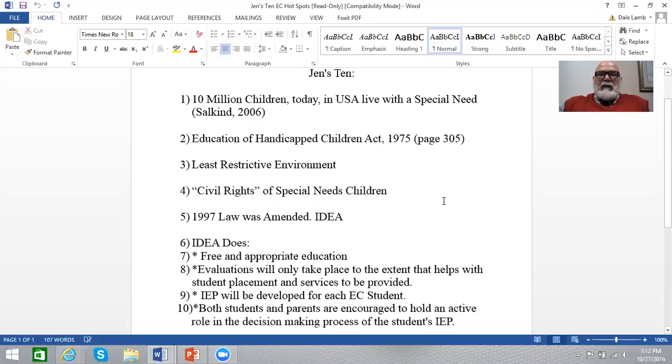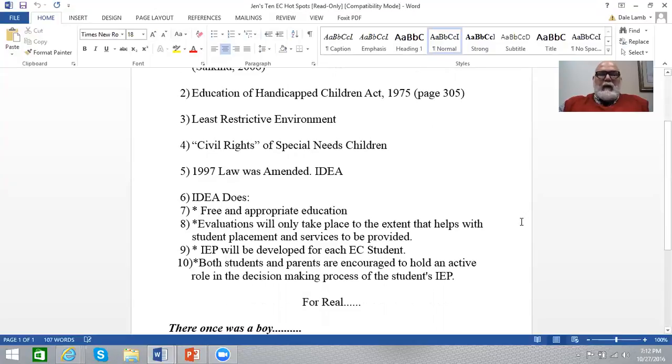Evaluations only take place to the extent that it helps with student placement and services to be provided. An IEP will be developed for each student, and both students and parents are encouraged to hold an active role in the student's IEP. IEPs aren't just written by the EC staff now. These are the changes that IDEA brought about to Exceptional Children's Law. It also added disadvantaged handicapped kids, 504, but it also did these things for exceptional children.